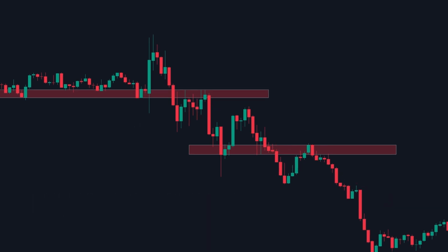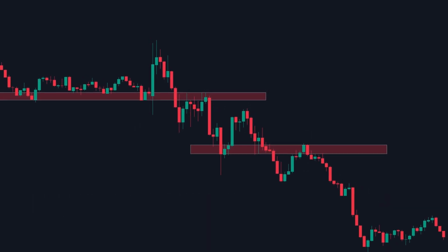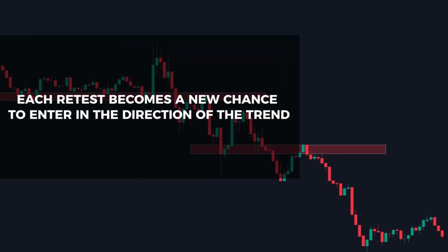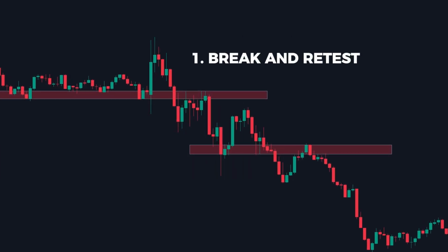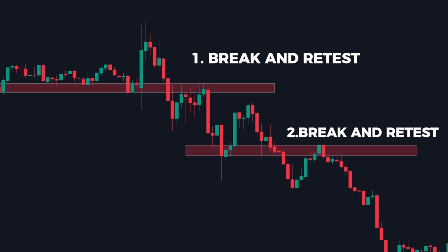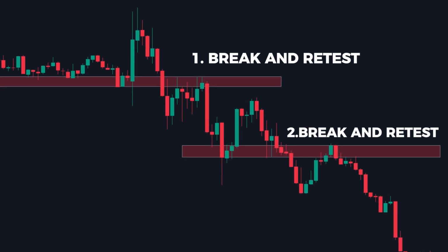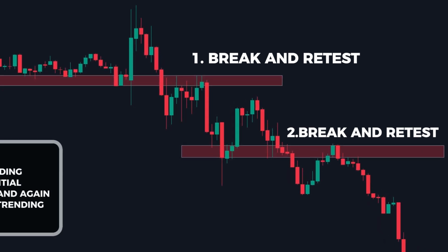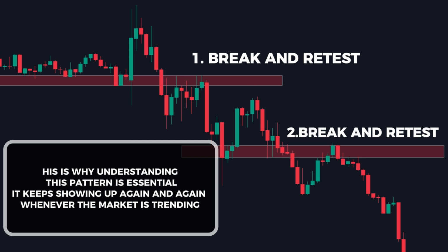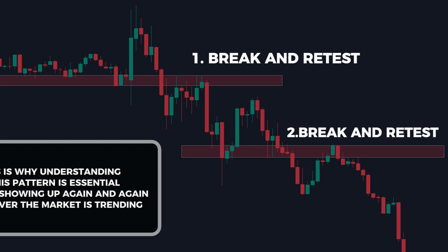This is a perfect example of how break and retest can repeat multiple times in a trending market. Each retest becomes a new chance to enter in the direction of the trend. Notice that this chart didn't give you just one trade. It actually offered two clear break and retest opportunities back to back. This is why understanding this pattern is essential. It keeps showing up again and again whenever the market is trending.